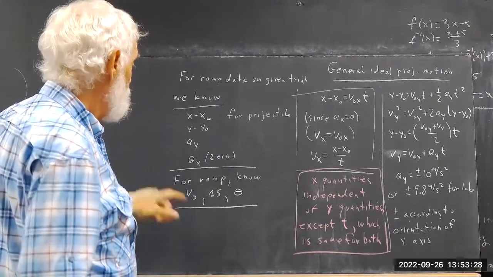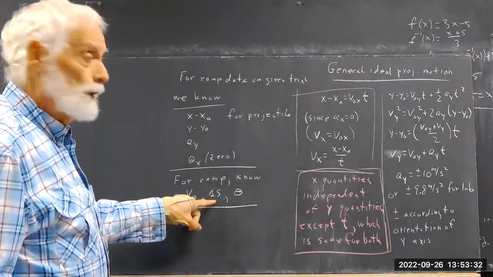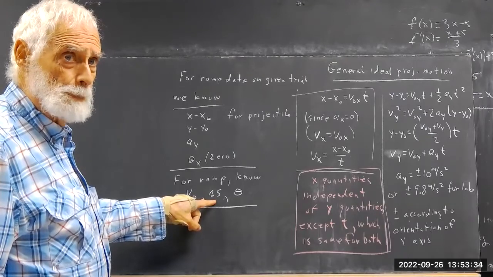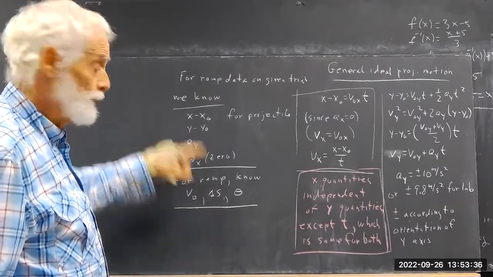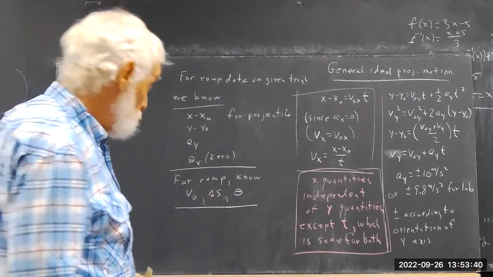Now we got information on the ramp. We know its initial velocity. We know how far it goes. I don't want to write that as x minus x naught, because it'd be confused with this. So we write a delta S, and we know theta. What else do we know?